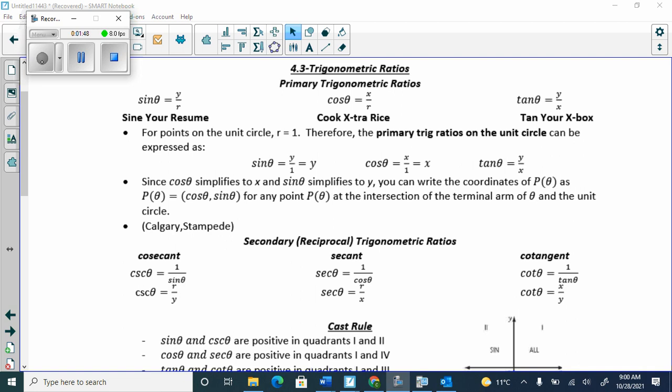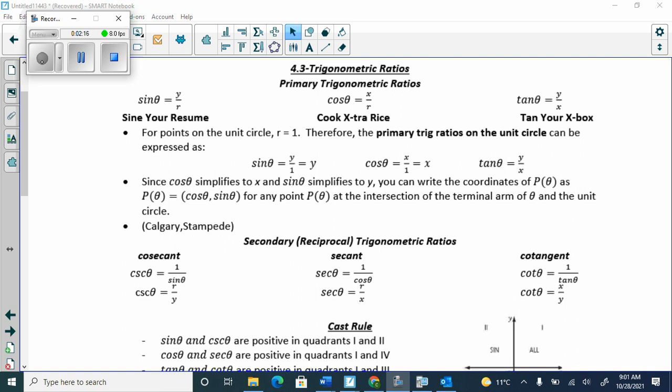So it's sine your resume, right? But your resume is actually a 1 on the unit circle. So sine theta on the unit circle is just y, because you would just take the y and divide by 1, which is silly. That's why the y value on the unit circle is sine. Now, cos is cook extra rice. Rice is 1 on the unit circle, so it'd be x divided by 1, so it's just x.